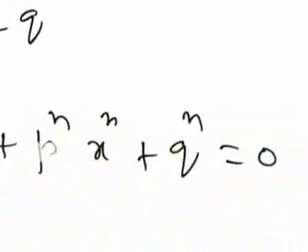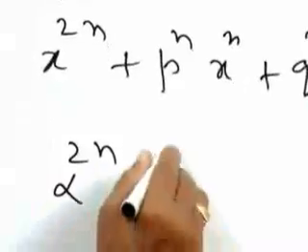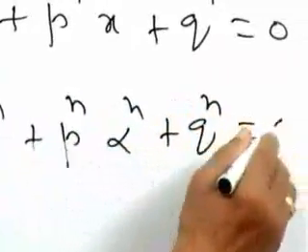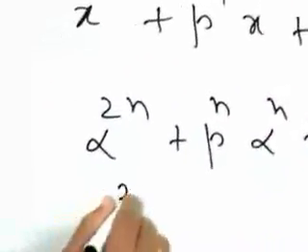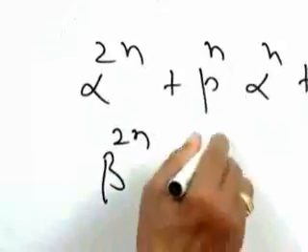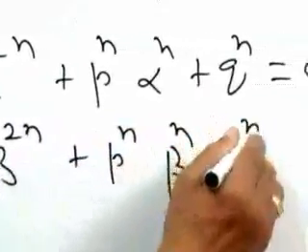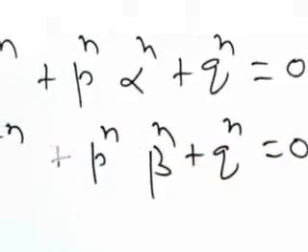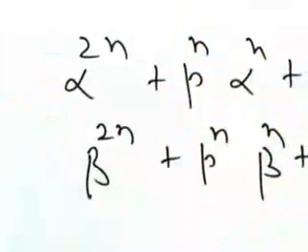Alpha is a root of this equation. Therefore alpha to the power of 2n plus p power n alpha to the power of n plus q to the power of n equal to 0. Beta also is a root of this equation. Beta to the power of 2n plus p power n into beta to the power of n plus q power n equal to 0. Once you arrive at this result, the temptation for me is to subtract, because q power n can get cancelled there.